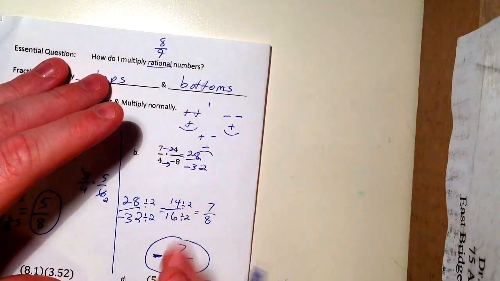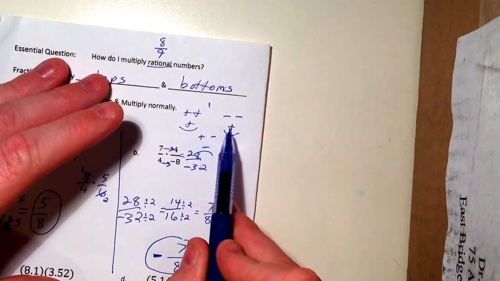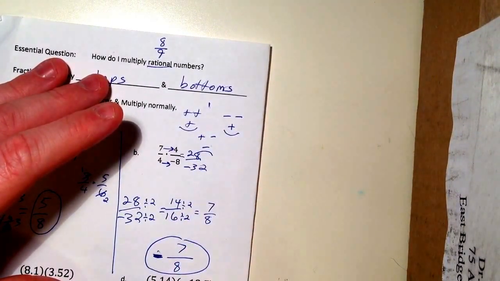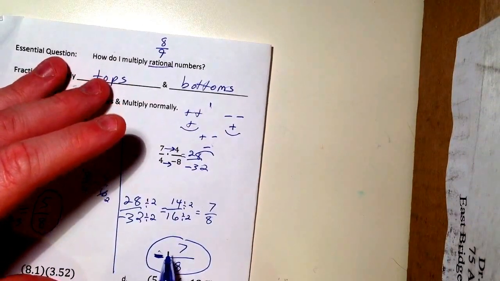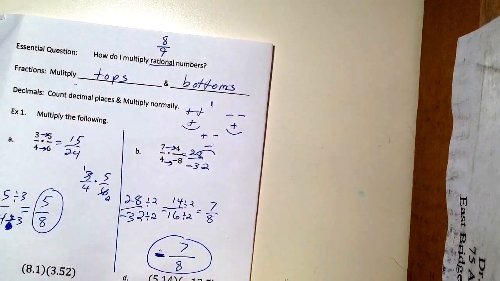If there's 2, a negative and a negative gives you a positive. So just a negative there. If you put it down the bottom, that's still okay. If you put it on top, that's okay. So that's how you multiply fractions.